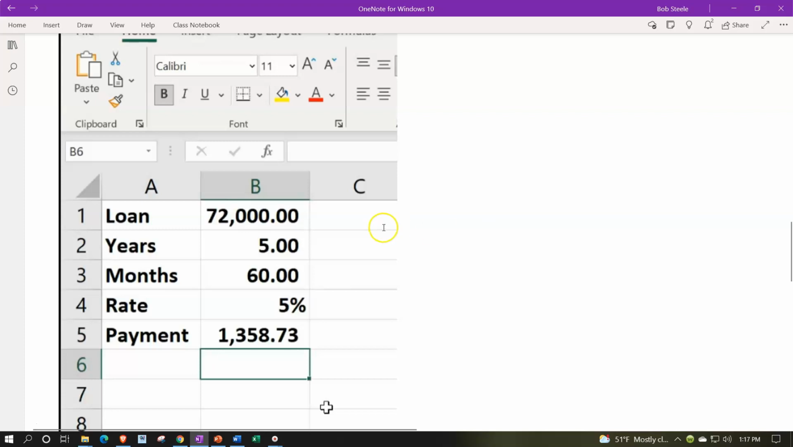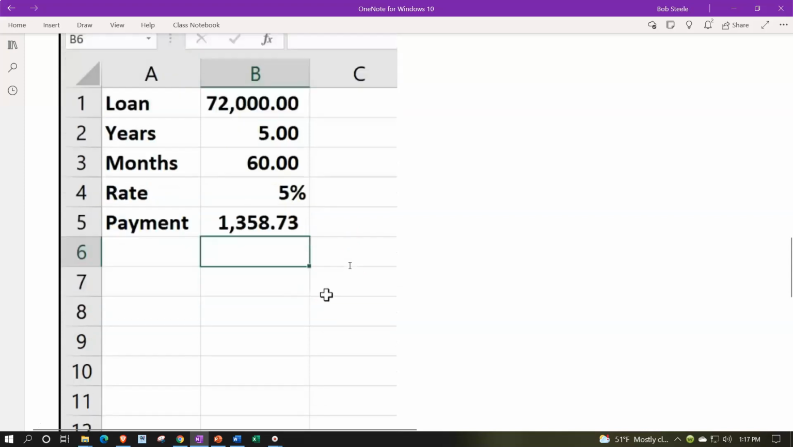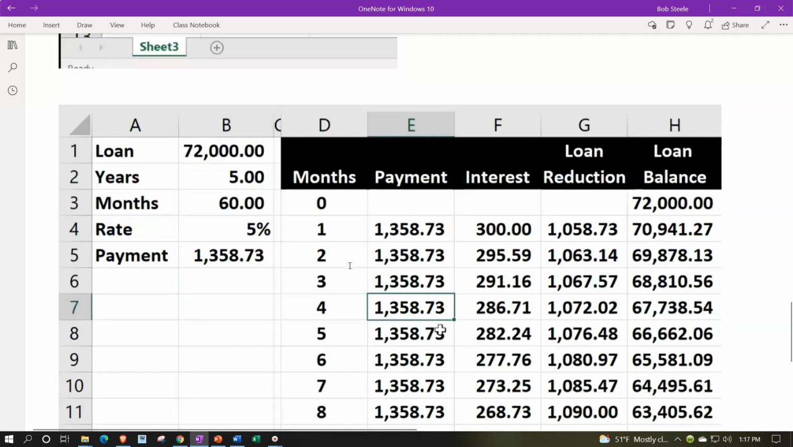So if this is going to be our information, $72,000, 5 years, the months then would be 5 times 12, or 60 months. The rate is going to be 5%. The rate will typically be a yearly rate, and the payment is going to be about $1,358.73. So if we were constructing a table, it would look something like this. We'd start with the loan principal amount over here.